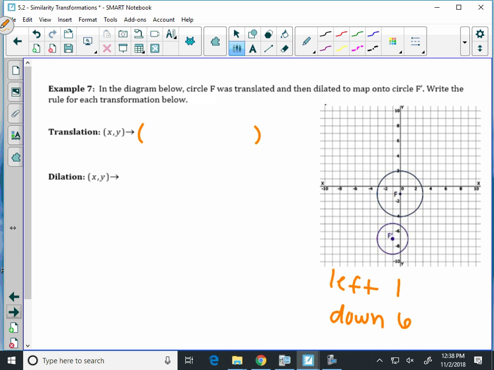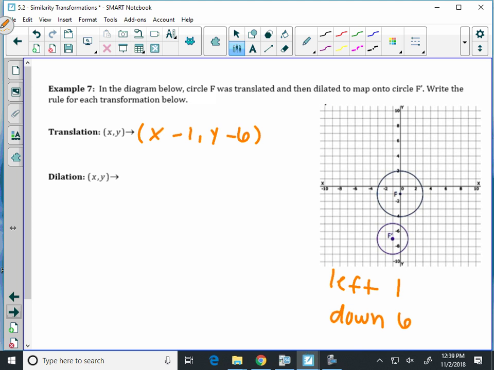So that's just describing what happened. We want to write a formal rule for what happened for translation. With translations, that's where you say x, what if we went left 1? x minus 1. We went down 6, so we're going to write it as y minus 6. That's the rule for the translation. You have to figure out how to get my centers to map up.